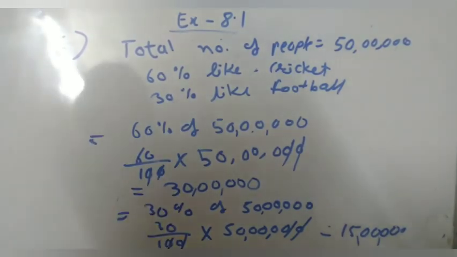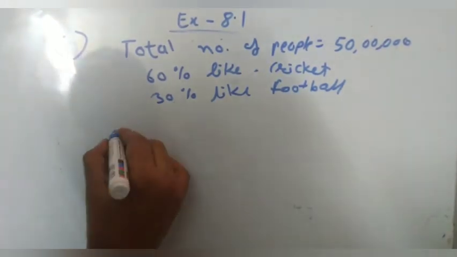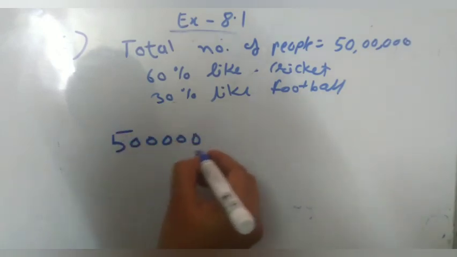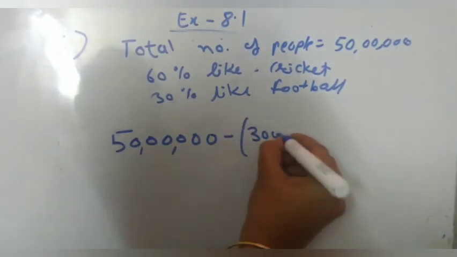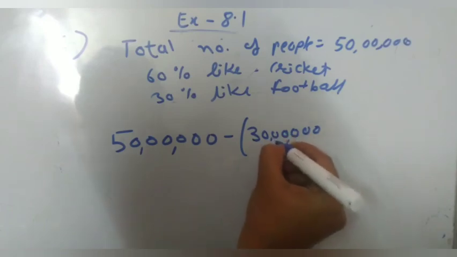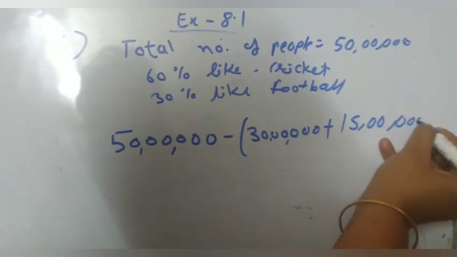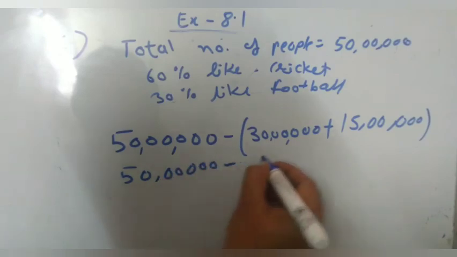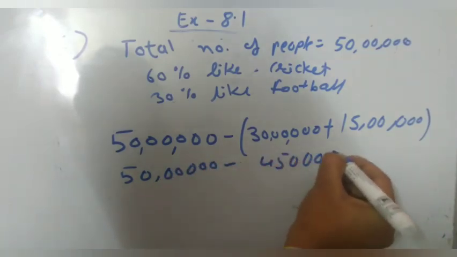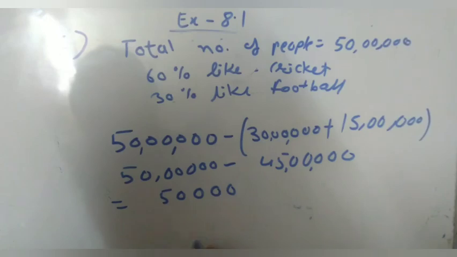Now add these two numbers, so we will get the people who like other games. Out of 50 lakh people, 30 lakh people like cricket and 15 lakh people like football. So it will be 50 lakh minus 45 lakh, which will be 5 lakh. So 5 lakh people like other games.